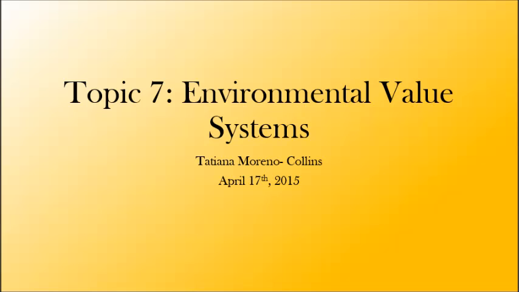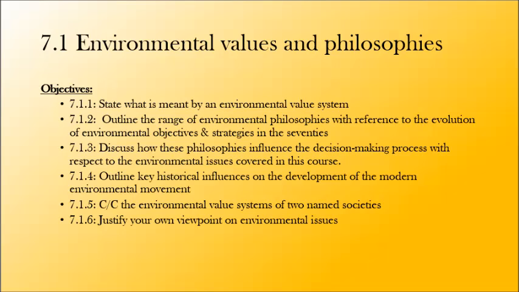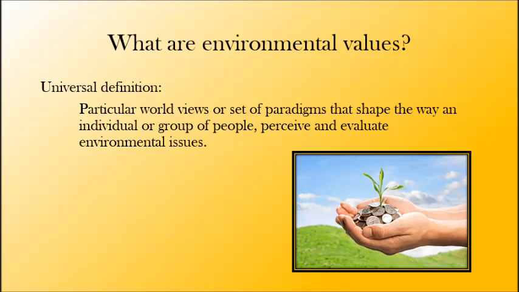Today, we're going to be looking at Topic 7, the environmental value systems. In this chapter, we'll be seeing what is meant by an environmental value system, outline the different ranges of the environmental philosophies, discuss how these philosophies influence our decision-making process, outline key historical influences on the development of the modern environmental movement, compare and contrast the environmental value systems of two different societies, and lastly, justify our own viewpoints on environmental issues. So what are environmental values?